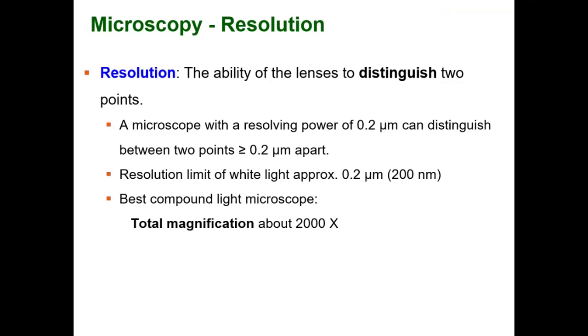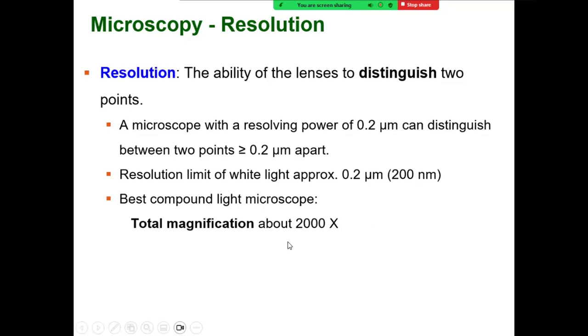The best compound light microscope has a total magnification of about 2,000 times. That will be 20x ocular times 100x oil immersion lens, or 100x objective lens, for 2,000 magnification, and it will have the resolution of 0.2 micrometers.